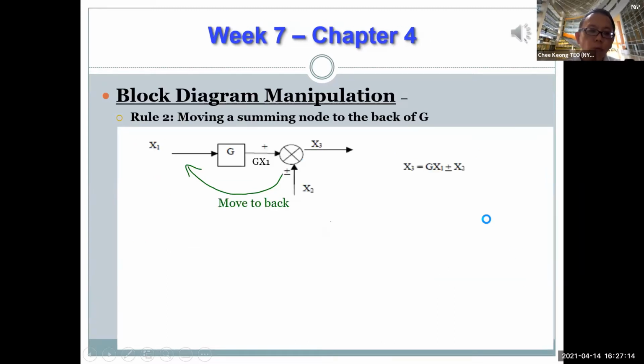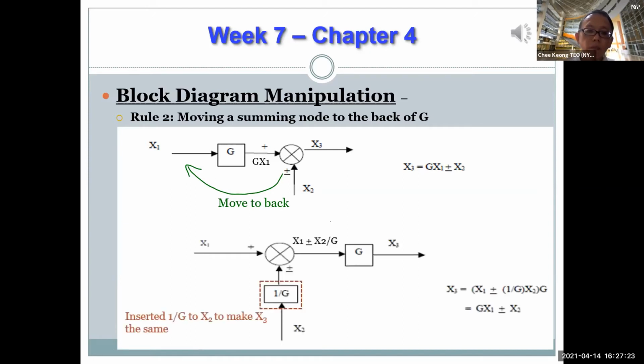Of course, rule 2. Rule 2 for block diagram manipulation. Moving a summing node to the back of a gain block G. In order to get back the same expression for output X3, we need to insert an additional gain block 1 over G for input X2. So similarly for this case, X3 is given by X1 times G, which is here, right? Plus minus X2. So X1 G plus minus X2.